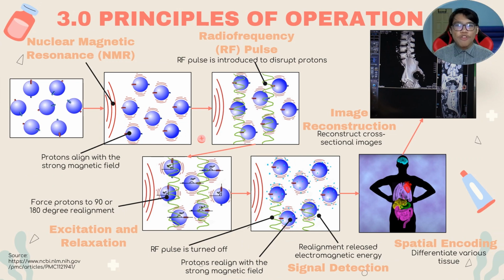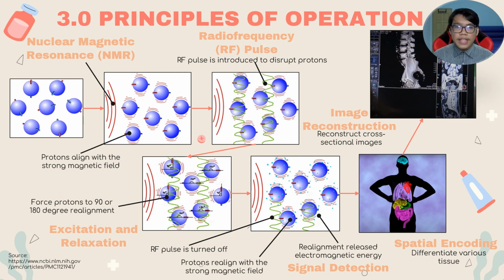The principles of operation for MRI. In our body, there is an abundant amount of protons that spin and create a small magnetic charge. When a strong magnetic field is introduced, the protons are aligned with that field.